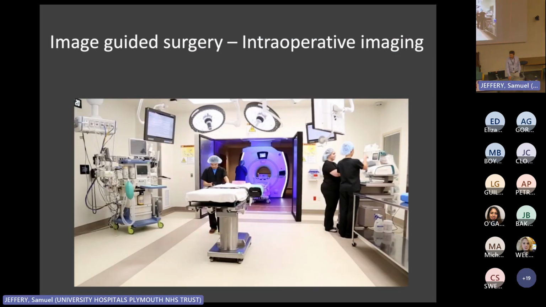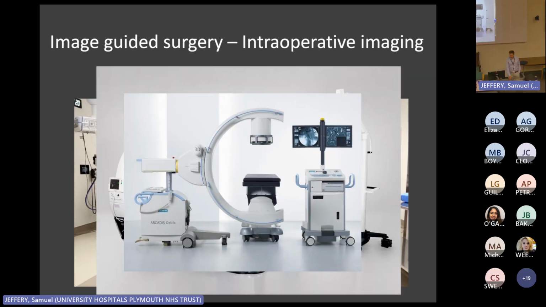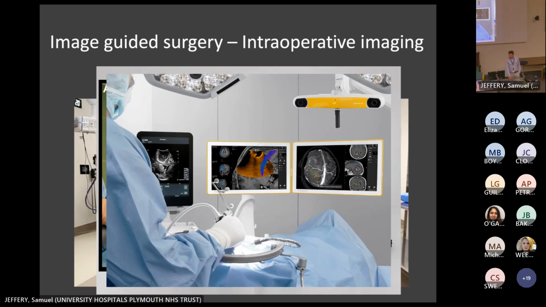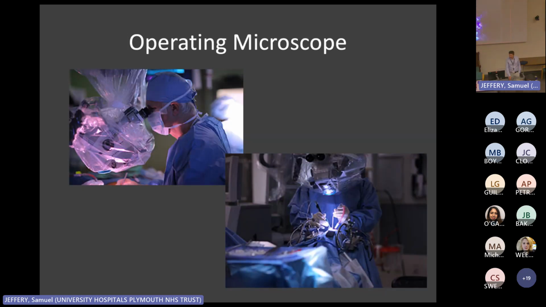And we can combine that with intraoperative imaging, which is increasingly becoming used throughout the country. This is an intraoperative MRI scan, but you can have intraoperative CT or C-arms that add additional information during surgery. And combined with image guidance, you can use that to place screws or stereotactic electrodes for DBS. And you can also combine image guidance with ultrasound to get real-time image guidance.